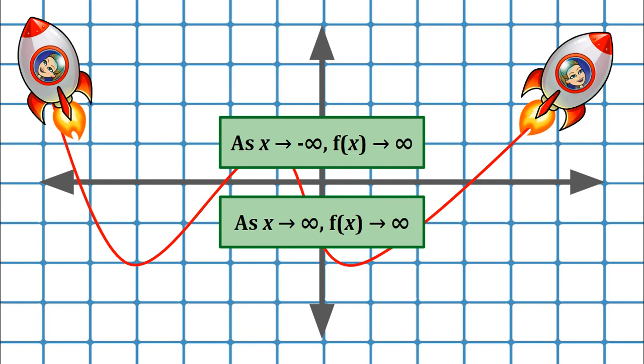Each time you write your end behavior, you're going to start with as x approaches negative infinity, and then you're going to figure out what happens to f of x. And then you're going to write as x approaches infinity, and then you're going to figure out what happens to f of x. So the x's are always written the same. It's the f of x's that are changing.